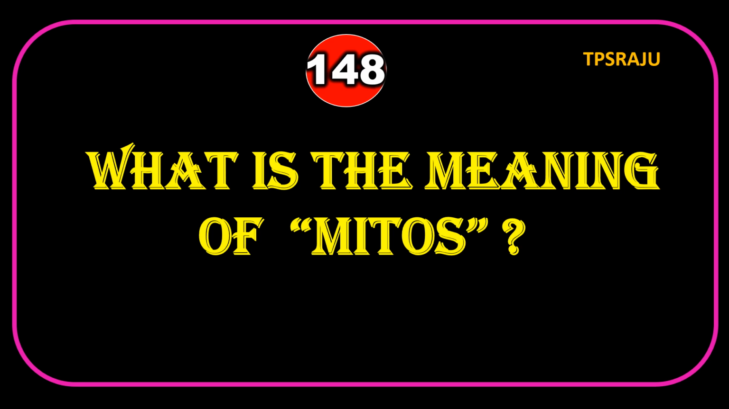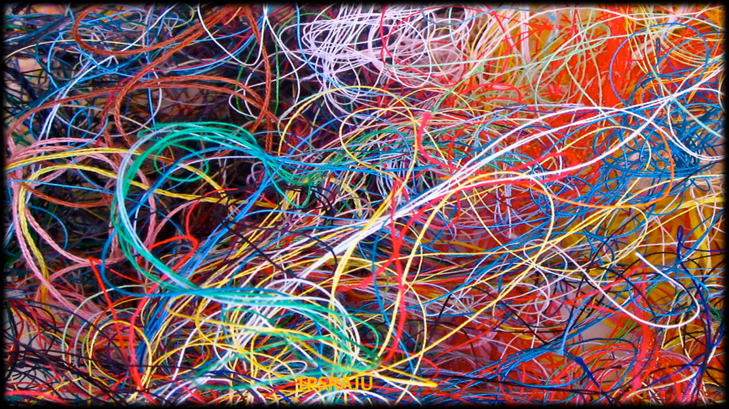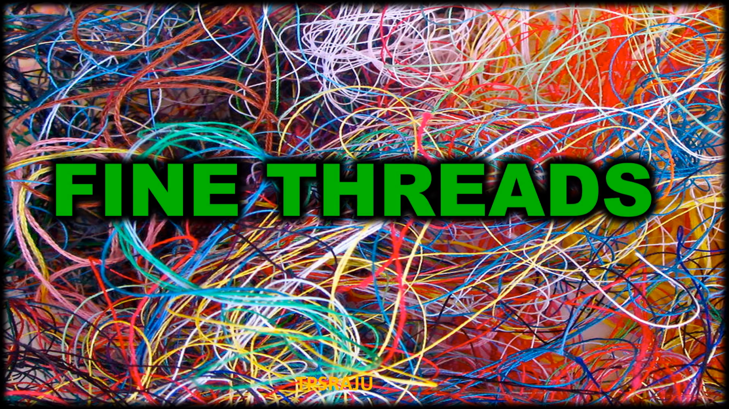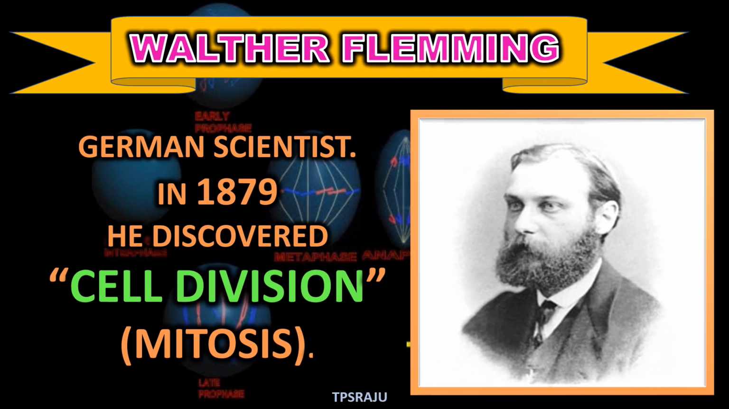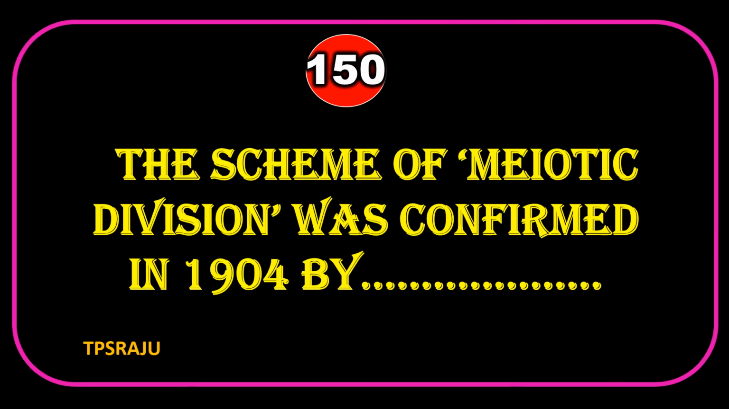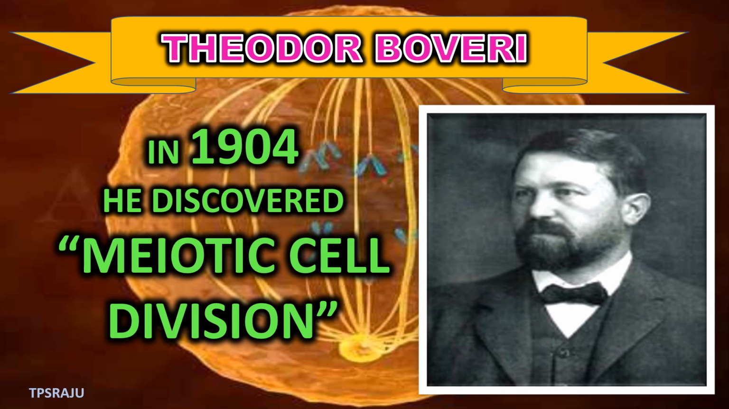What is the meaning of mitos? Fine threads. Mitotic cell division was confirmed by Walther Fleming, German scientist. In 1879, he discovered mitotic cell division. The scheme of meiotic division was confirmed in 1904 by Theodor Boveri. In 1904, he discovered meiotic cell division.